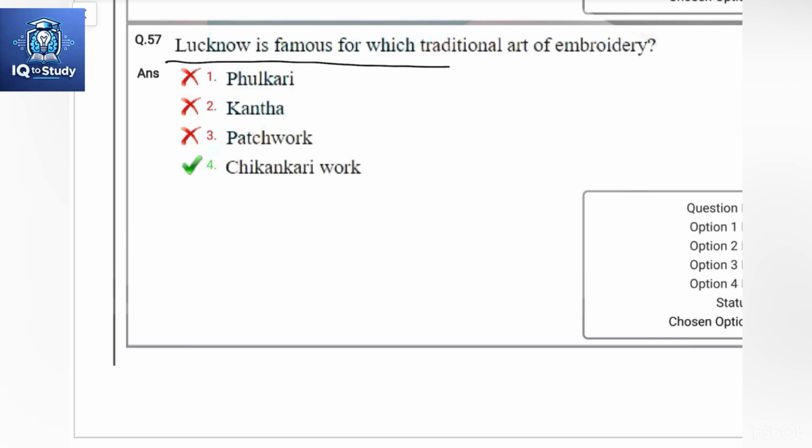Lucknow is famous for which traditional art of embroidery? Chikankari work. Chikan itself means embroidery. It is one of Lucknow's best known textile decoration styles.